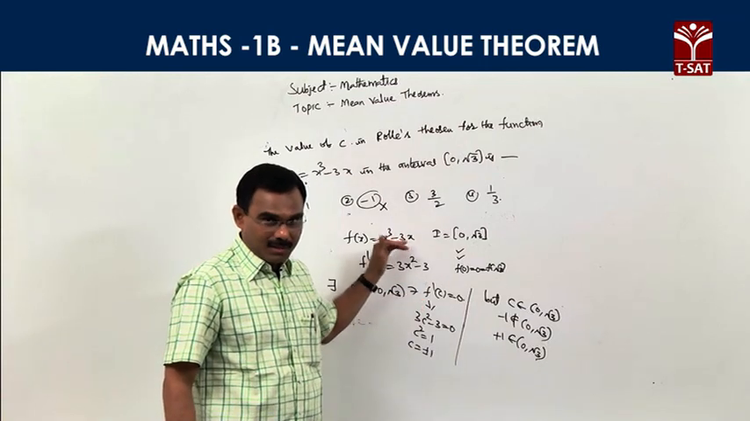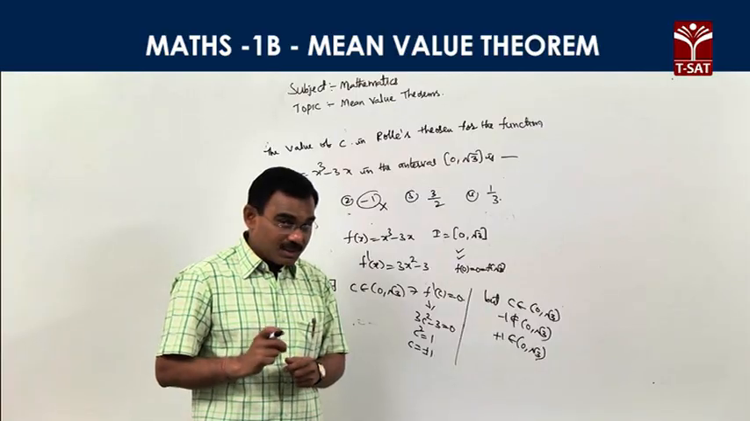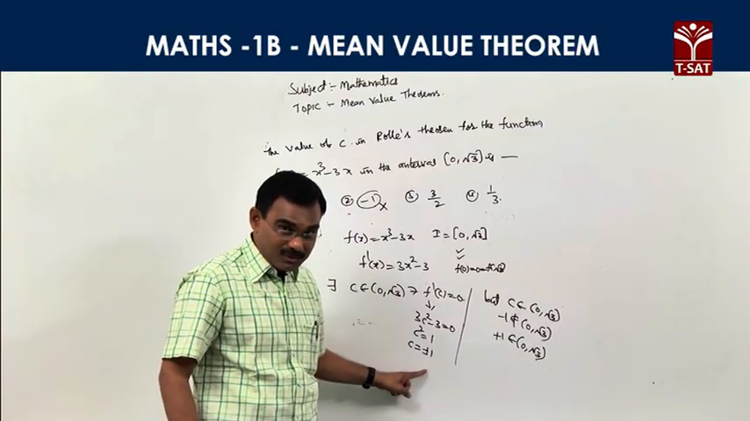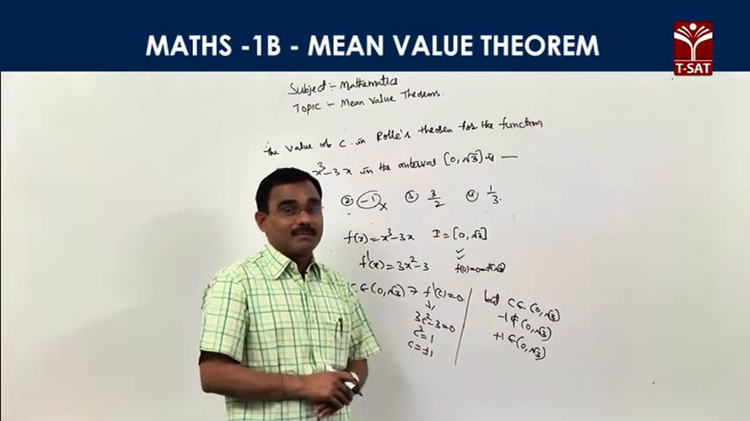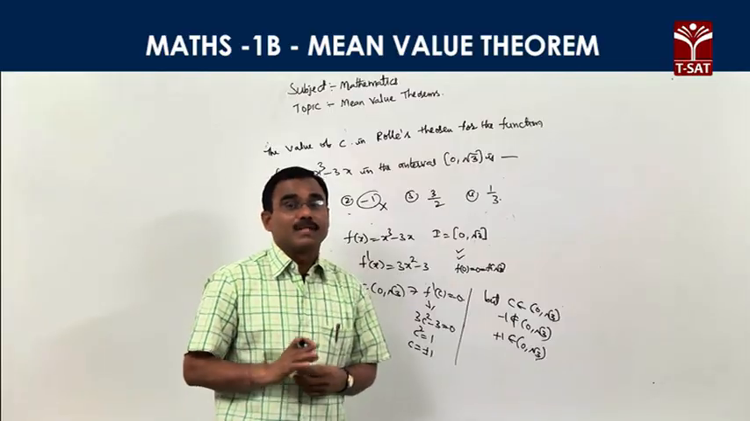The function is a polynomial, continuous and differentiable, f(a) is equal to f(b), and the conclusion is on c belonging to which interval? Here c has two values, but only one c value lies in our interval. That's why only +1 can be taken, not -1.